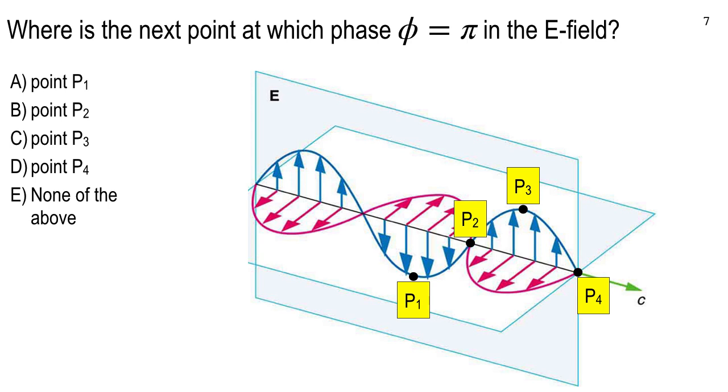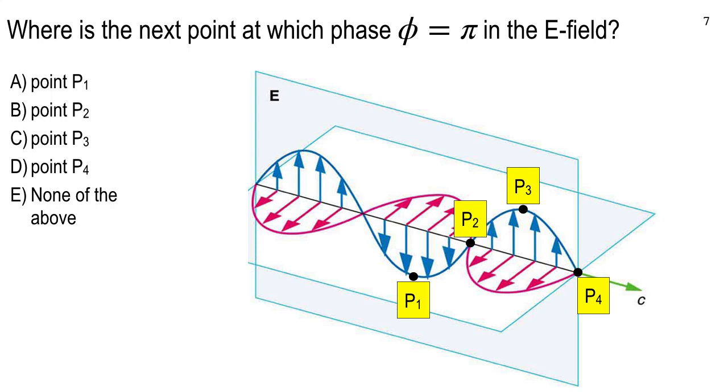And B, point P2, is not a phase equal to pi. It's equal to 0. That would be the start of the next cycle. If this over here, the far left, is 0, then this is another one, either 2 pi or 0, depending on how you want to do it, right?